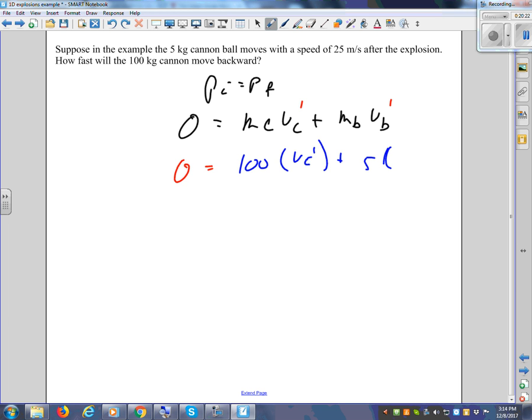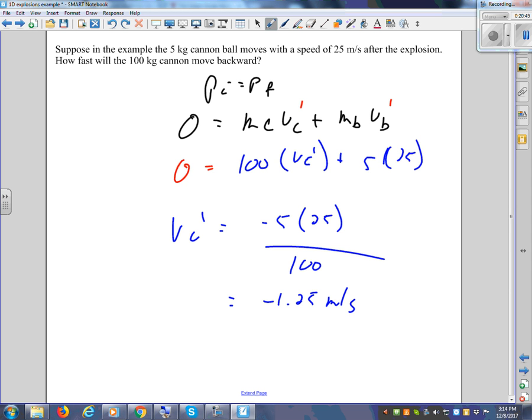So you guys can do these. I know you can. The 25 is forward, so that's going to be like that, right? So VC prime is going to be minus 5 times 25, way to the left, divided by 100, which is going to be, 5 times 25 is 125, so minus 1.25. Now where did the minus 5 come from? This whole thing goes where?